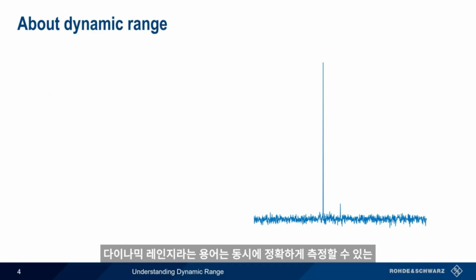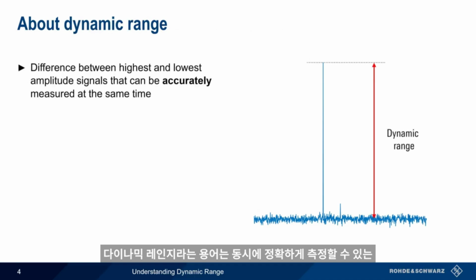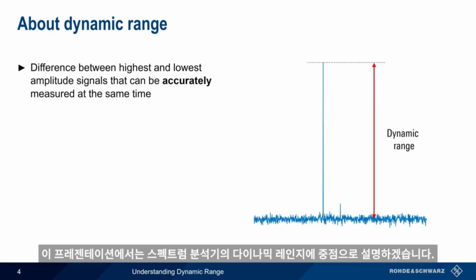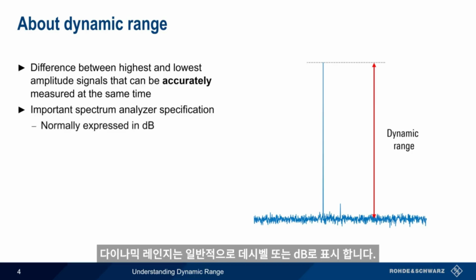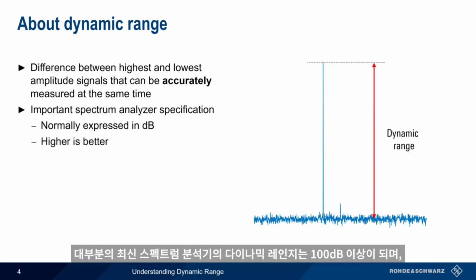The term dynamic range is used to describe the difference between the highest and lowest amplitude signals, which can be accurately measured at the same time. The concept of dynamic range applies to many different devices, but in this presentation, we'll be focusing on dynamic range in spectrum analyzers. Dynamic range is normally expressed in decibels or dB, with higher values being more desirable. Most modern spectrum analyzers have a dynamic range of over 100 dB.